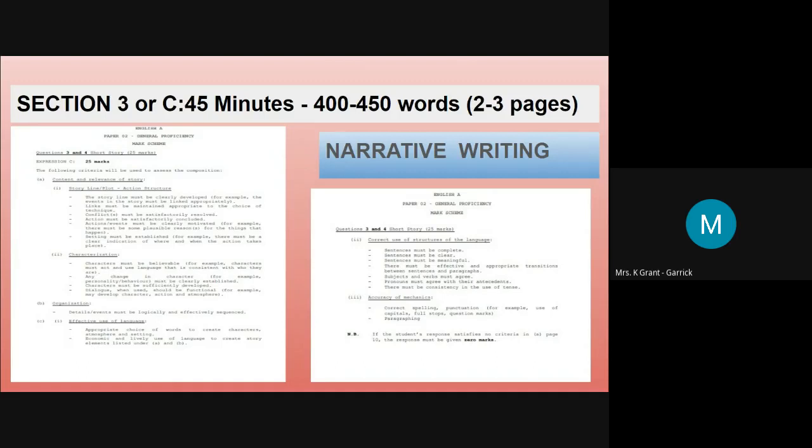Remember, if you start in the past tense, you continue in the past tense. You start in the present tense, you continue in the present tense, unless you're going to use flashback. You can switch in between the tenses. Now, if the student's response satisfies no criteria, so if whatever you write bears no relevance to the picture or no relevance to the statement, then you can only be given a 0.